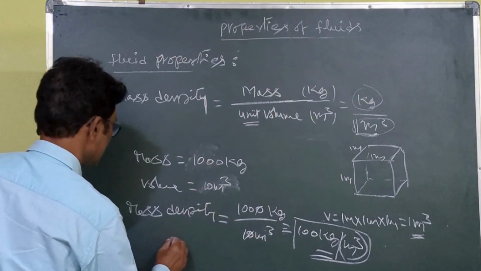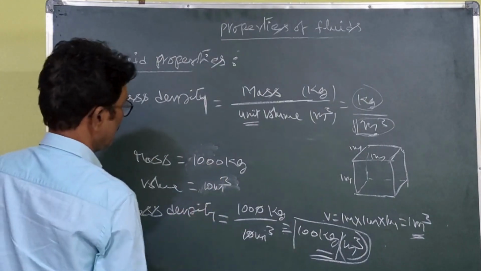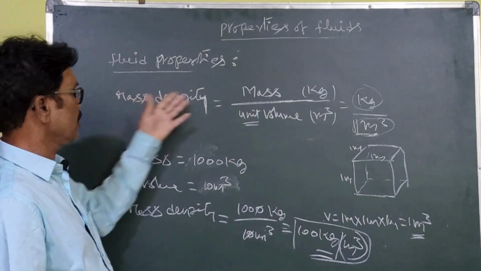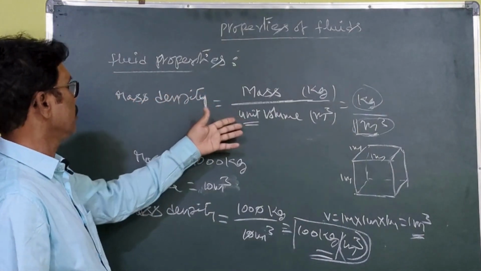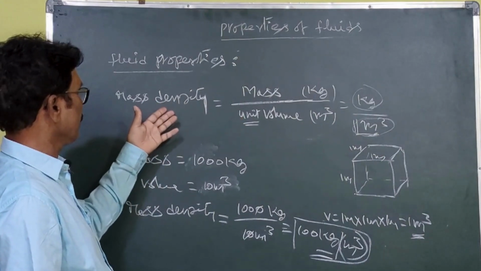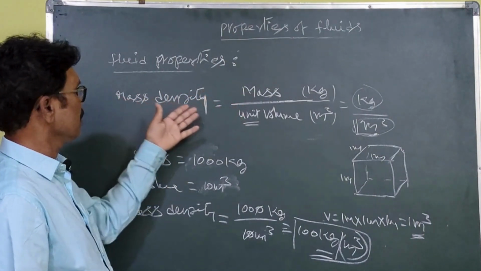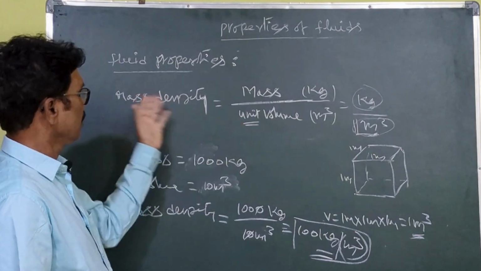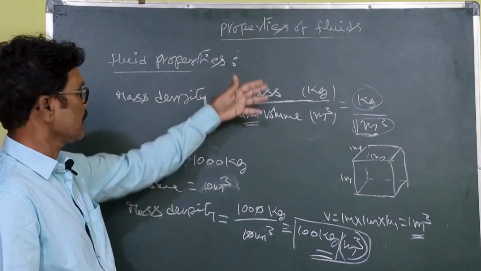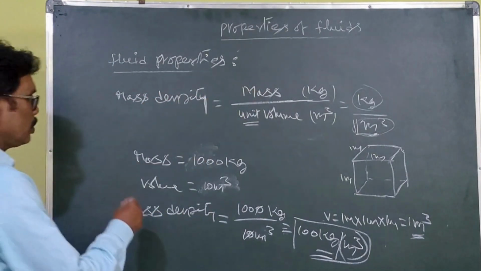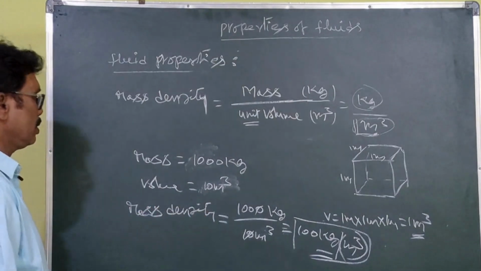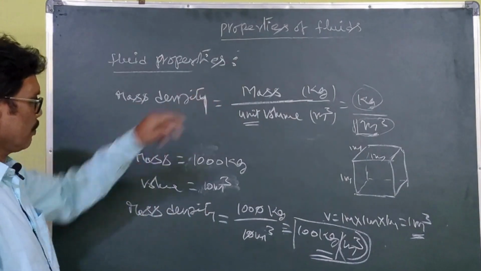If you know the mass density and mass, we can calculate the volume. If you want the mass, if you know the density and volume, by multiplying these we can get the mass. Like this, if you know two terms, the third term can be calculated. Those things are derived from this equation.